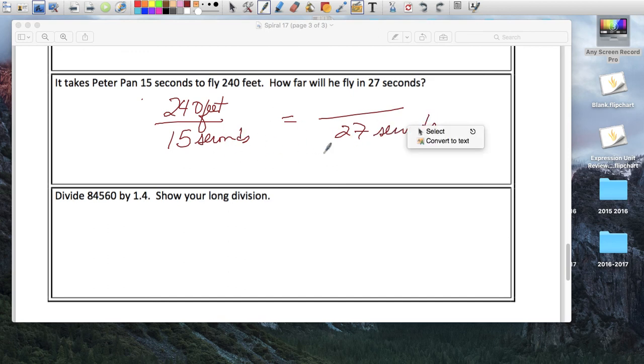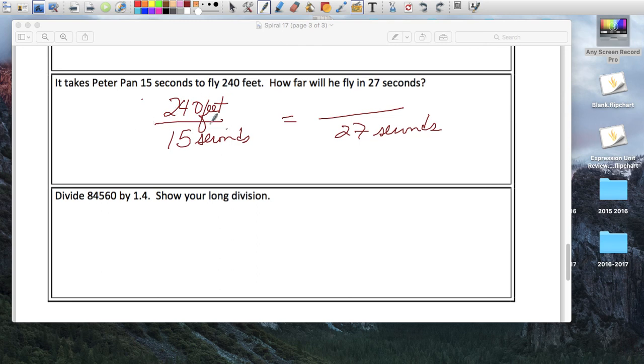Is the relationship this way? Oh, I don't think so. Nothing multiplied by 15 will give me 27. Okay, so let's go up and down. Is 240 divisible by 15? Actually, you know what? I'm not going to do that. I'm going to substitute. Make this fraction.